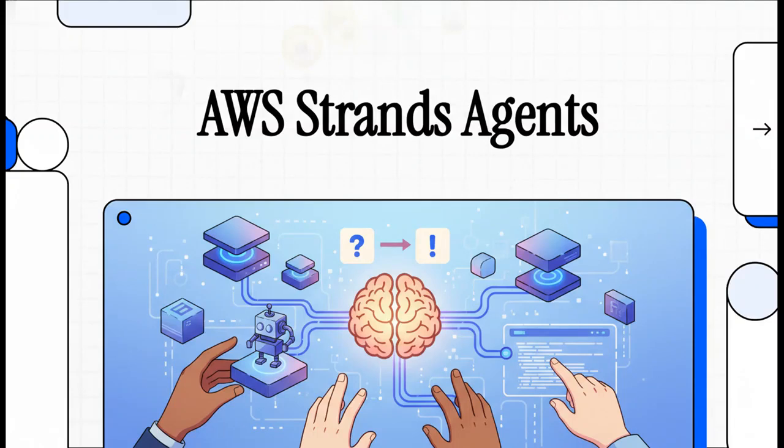Hey everyone, and welcome. Today, we're diving into something really cool from Amazon Web Services called Strands Agents. It's a powerful new way to build your own AI assistants right on the cloud. And the best part? It's built for everyone, whether you're an expert developer or just getting started. So, let's see what it's all about.